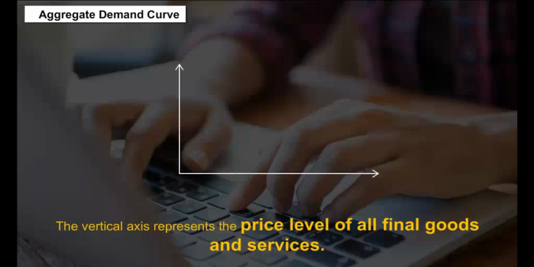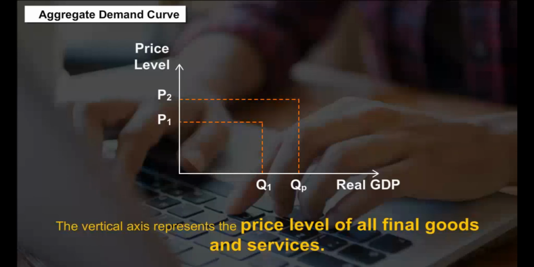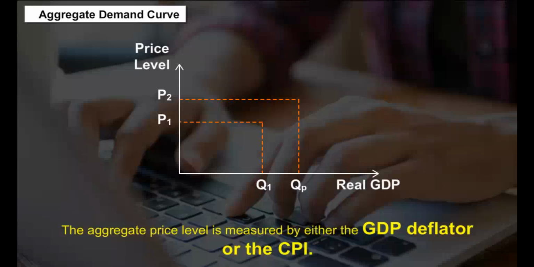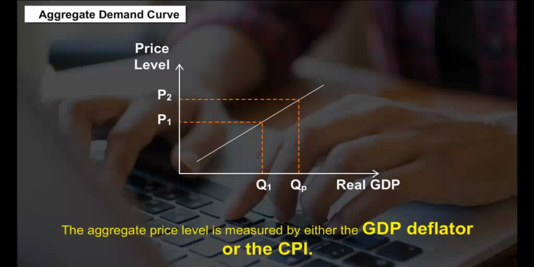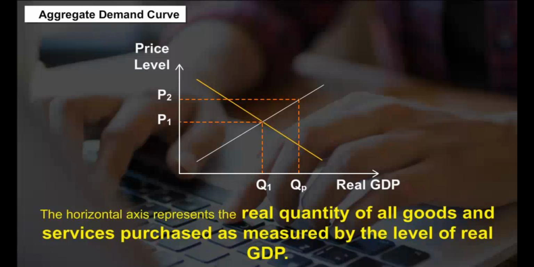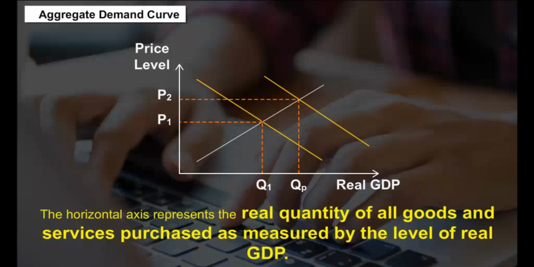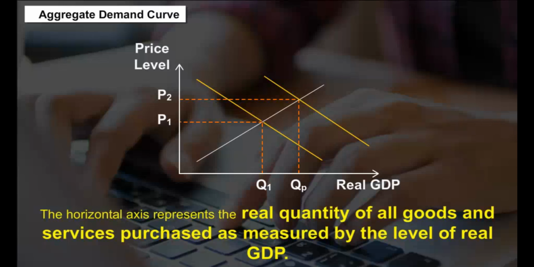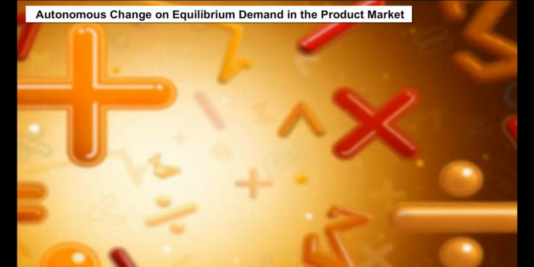The vertical axis represents the price level of all final goods and services. The aggregate price level is measured by either the GDP deflator or the CPI. The horizontal axis represents the real quantity of all goods and services purchased as measured by the level of real GDP. Autonomous change on equilibrium demand in the product market.